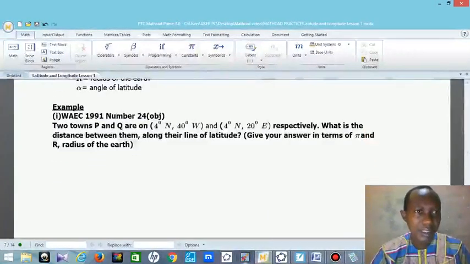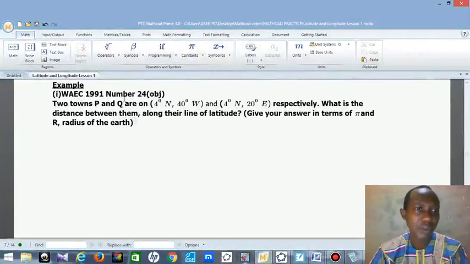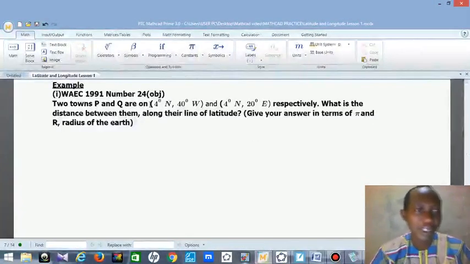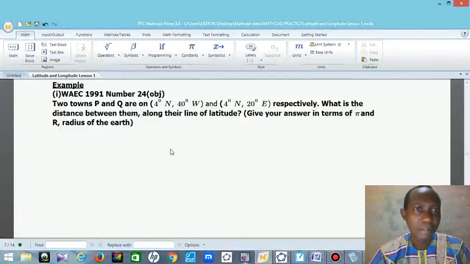So this example is taken from WAEC, 1991 WAEC number 24. It's an objective question. It's a simple one and a good one to start the examples on latitude and longitude. So if you look at this one very well, it says two towns P and Q are on 4 degree north and 40 degree west. So what this means is the point: the first point is 4 degree north, which is the latitude, then 40 degree west, which is the longitude.